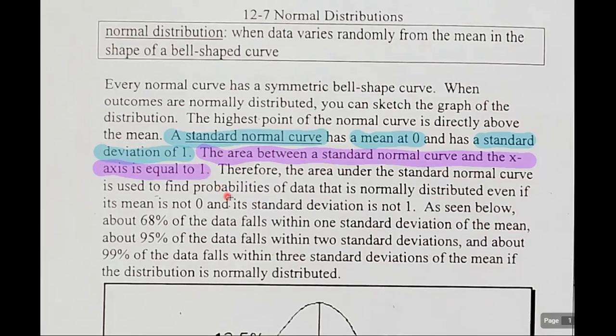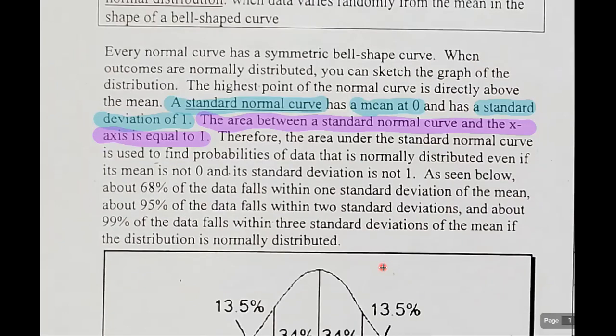We can also think of it as percentages, okay? So an area of 1 would be 100%. So we can also find percentages. Now, here it says, as seen below, about 68% of the data falls within 1 standard deviation of the mean. And about 95% of the data falls within 2 standard deviations of the mean. And 99% of the data falls within 3 standard deviations of the mean, if the data is normally distributed.